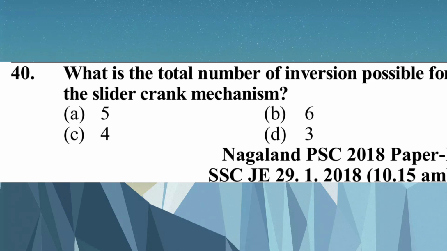Question number 40. What is the total number of inversions possible for the slider crank mechanism? In a slider crank mechanism, the number of links is 4. So we know that number of links equal to number of inversions. Option C.